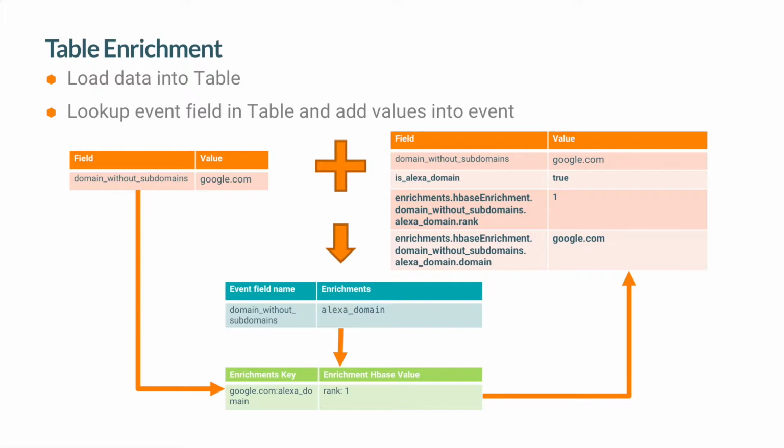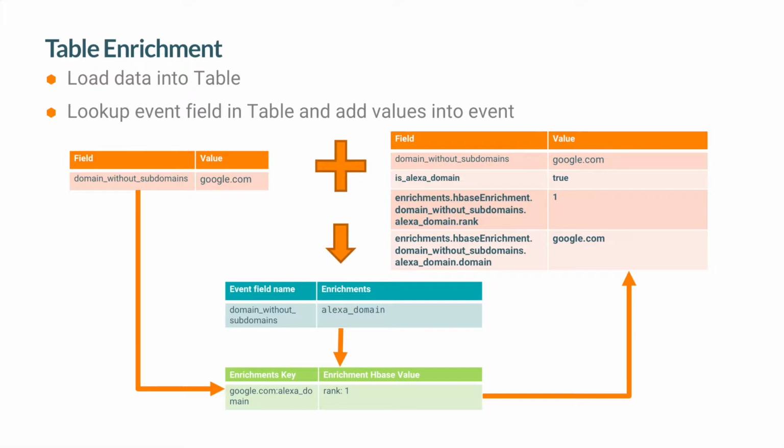So we're going to need to apply this Alexa domain enrichment to the values that are coming through on the event. So we have a domain without subdomains field on the event. We're going to pass that into the enrichment, and then we can do a couple of different things with it. The first thing we can do is add all of the fields of that enrichment into the event, or we can use the values of the enrichments, as we will see in the Stellar, to add new fields to the event.